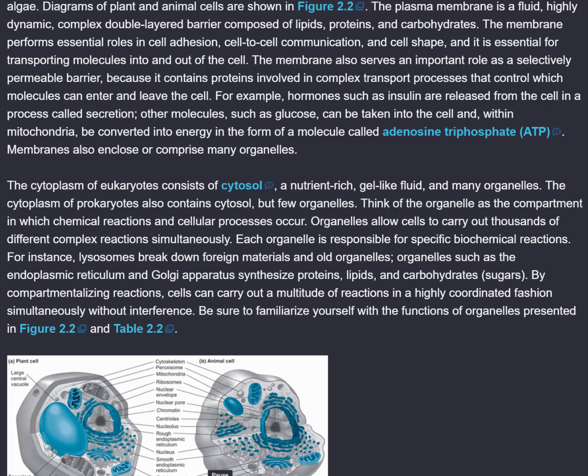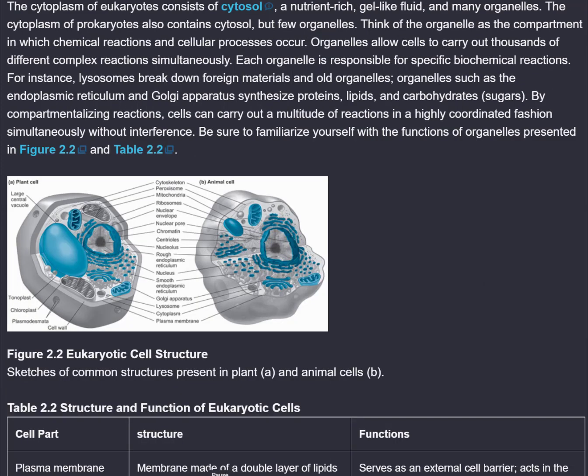For example, hormones such as insulin are released from the cell in a process called secretion. Other molecules, such as glucose, can be taken into the cell and, within mitochondria, be converted into energy in the form of a molecule called adenosine triphosphate, ATP. Membranes also enclose or comprise many organelles. The cytoplasm of eukaryotes consists of cytosol, a nutrient-rich, gel-like fluid, and many organelles. The cytoplasm of prokaryotes also contains cytosol, but few organelles.